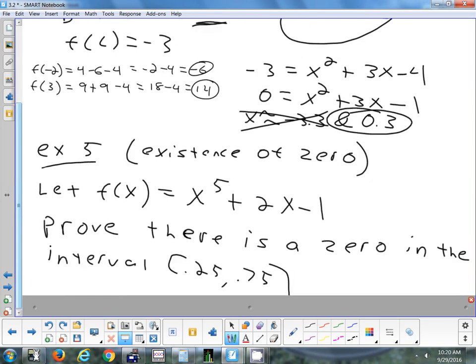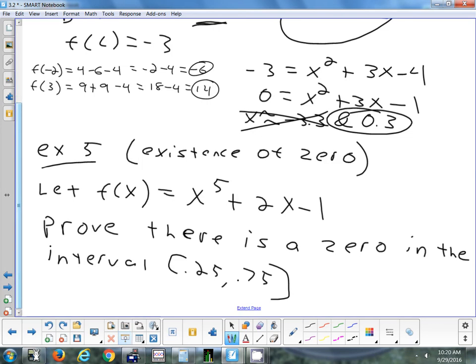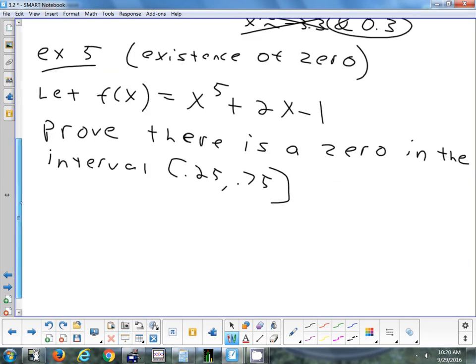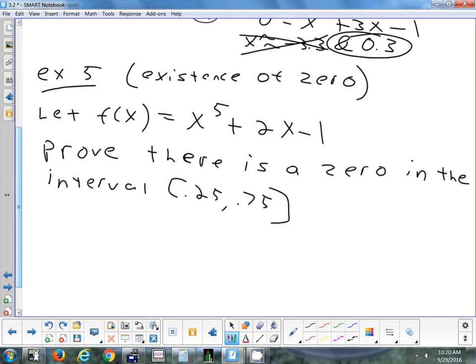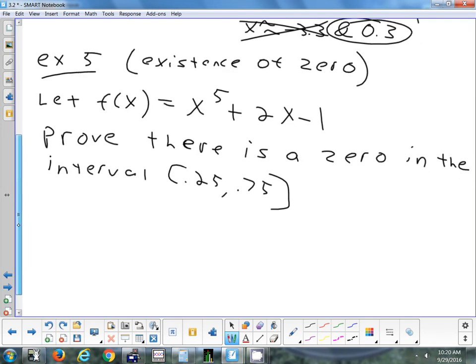Okay, so example 5, kind of a similar idea. I want to prove that there is a 0 in this interval. So I want to prove that this graph will cross the x-axis in this interval. I don't want to know where it crosses the x-axis. I just want to prove that it will. Any thoughts on what I should do first to try and prove that?